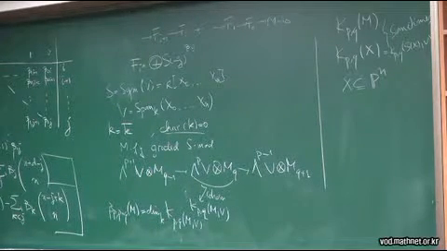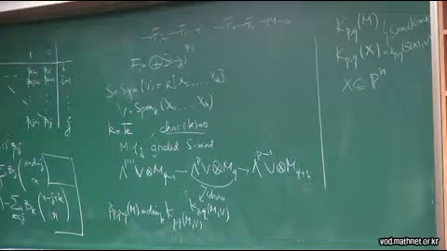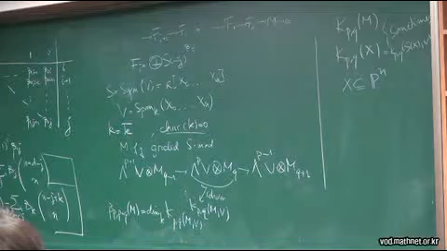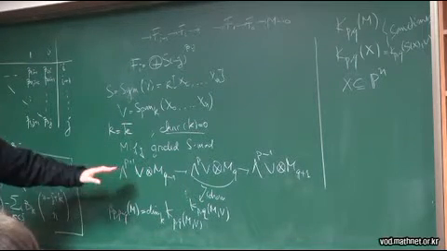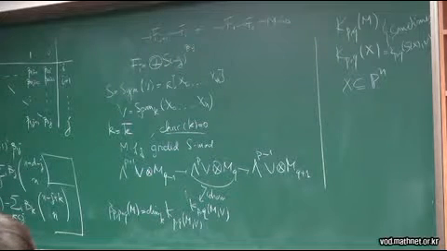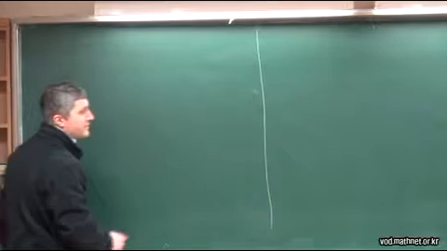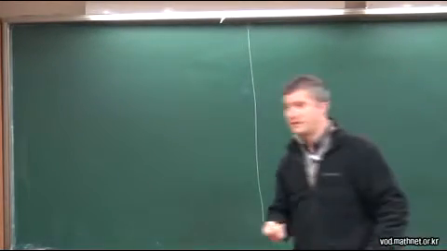So presenting Betti numbers as Koszul cohomology actually has some advantages, because we can apply, just as one example of application, all the machinery of homological algebra.